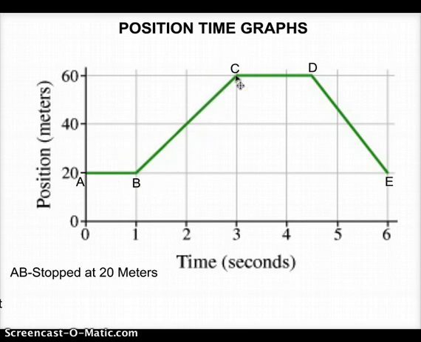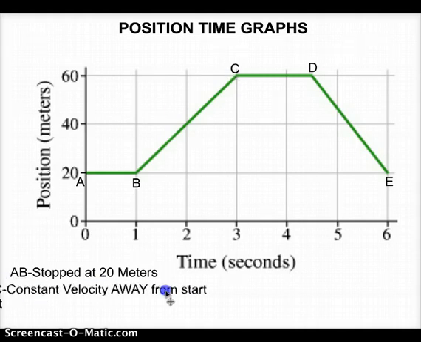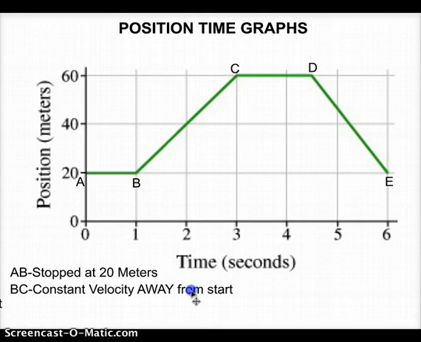What is going on between B and C? Between B and C, we have a constant velocity going away from start. So we could say two different things. The positive slope is going to tell us that it's constant velocity and we're going away from start. What's happening between C and D?